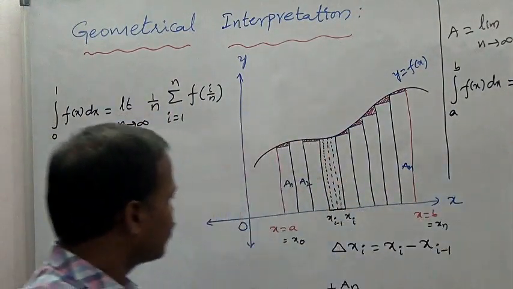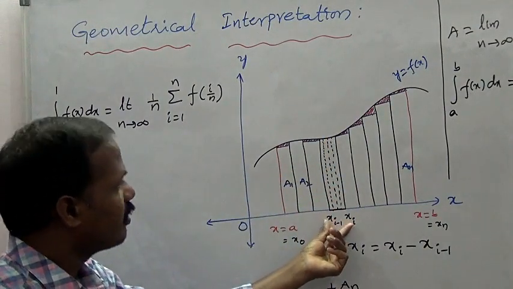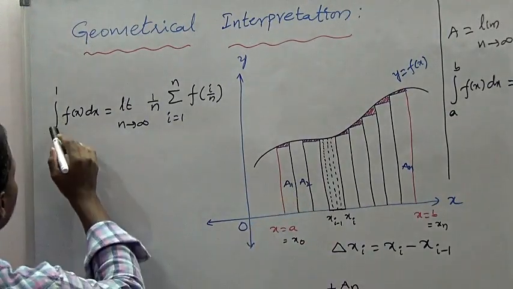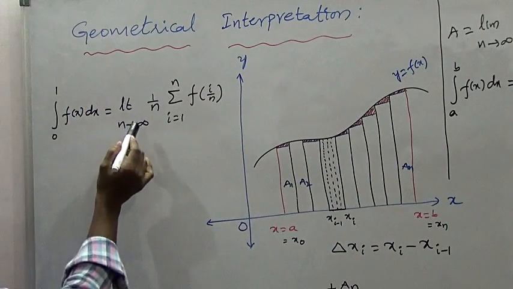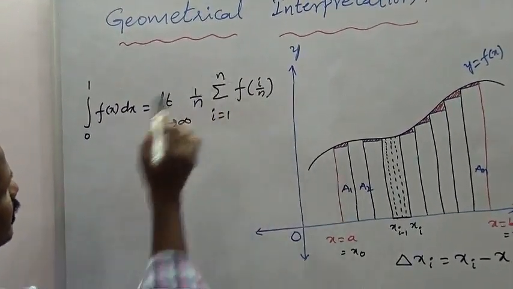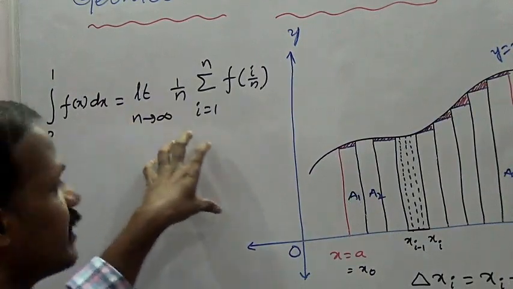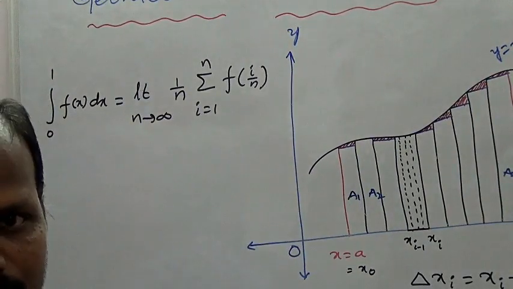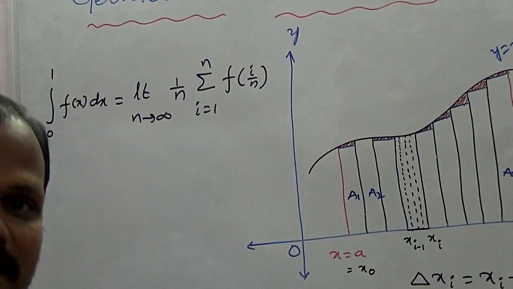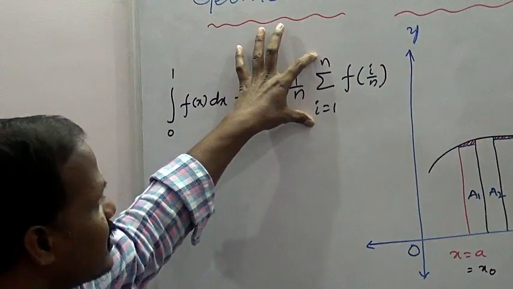So xi star is the value in this interval, i by n; in this interval 1 by n, in this interval 2 by n, and so on. Okay. So the integral from 0 to 1 of f of x dx equals the limit as n tends to infinity of 1 by n times the summation from i equal to 1 to n of f of i by n. This form is called the definite integration in infinite limit sum form, because n tends to infinity means this sum is an infinite sum.